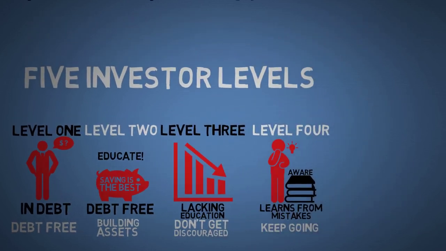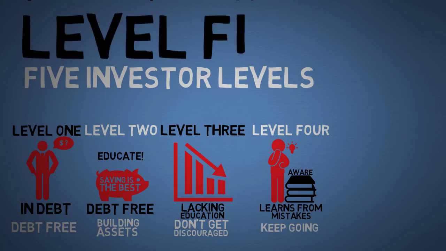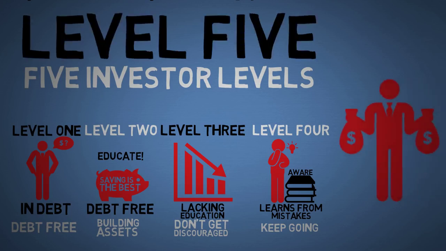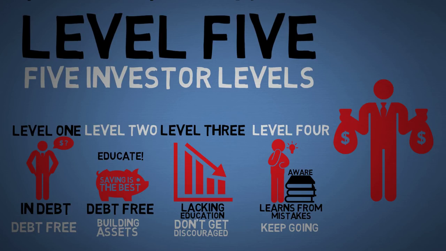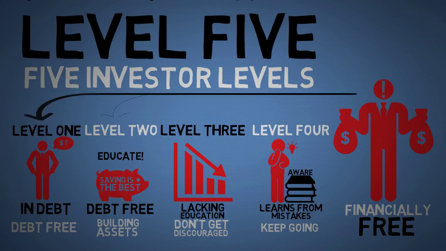And now we've reached the top of the money-making food chain. The level 5 investor is a capitalist. He recognizes chances and takes them. The world is his playground. He's financially free, but still works on his education. Additionally, he gives back because he remembers that giving comes first, receiving second.